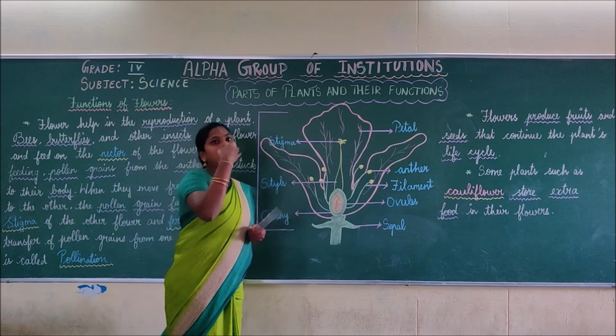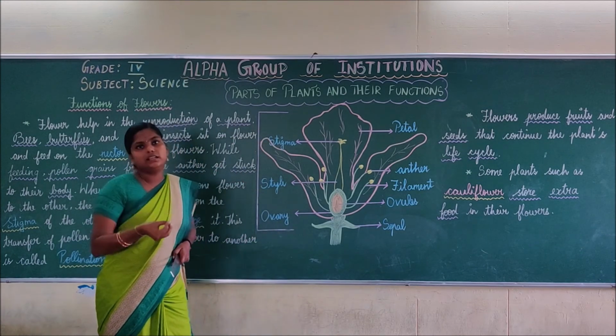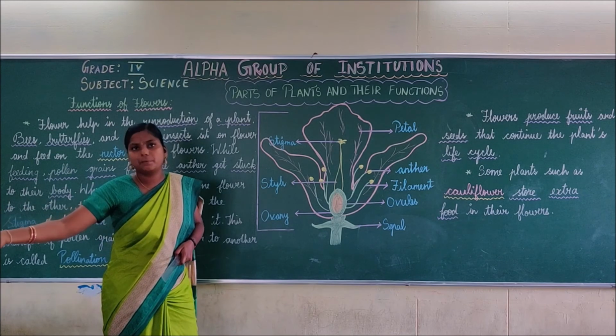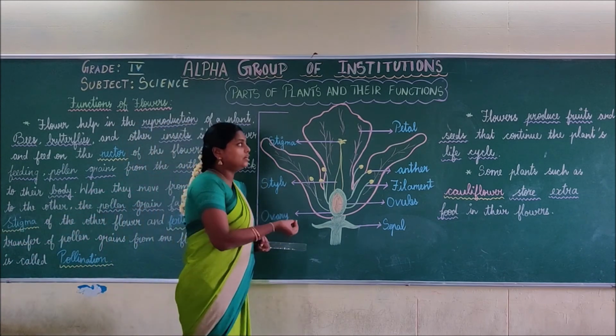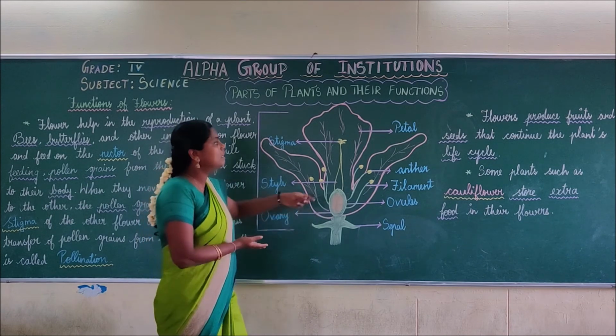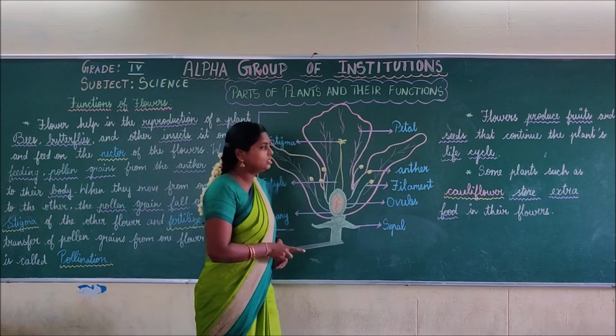While one plant is going to die, its seed will go from that place and fall away in some other place, and that seed will grow into a new sapling, and again it will move into its life cycle. Is it clear, students?